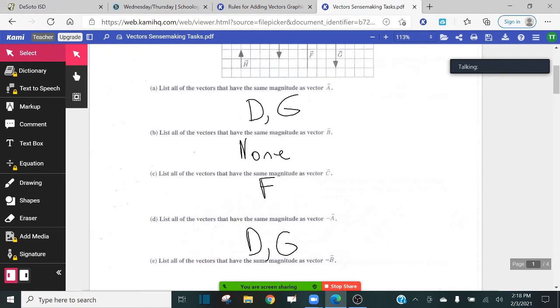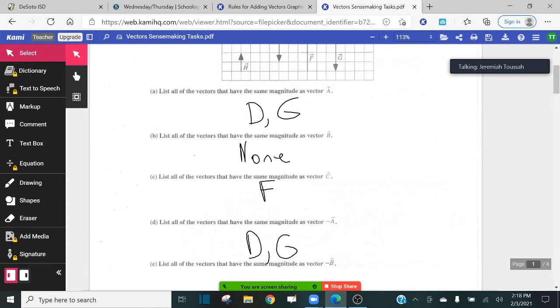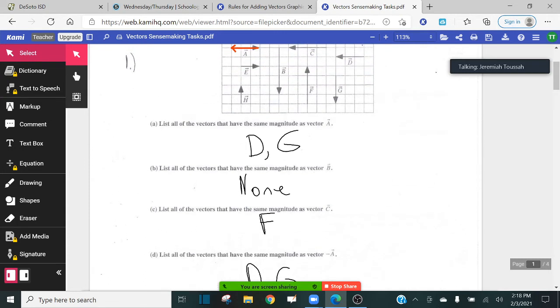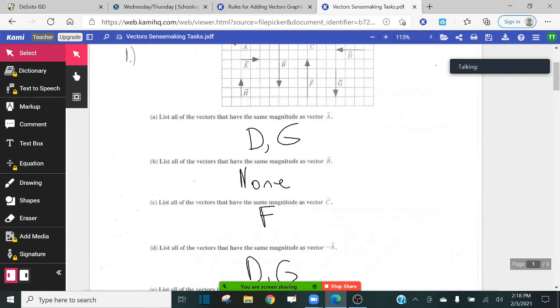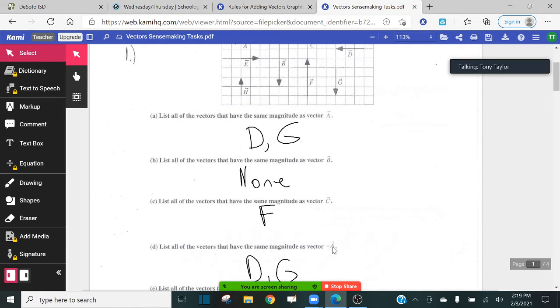Since it's still the same length, it's the same answer as 1A? Bingo. Because remember, the only thing magnitude refers to is the length of the vector. When I say magnitude, that's what I mean, the length of the vector. The only thing this negative tells us is that A switched directions. Instead of being A, it's now negative A, meaning you flip the vector.